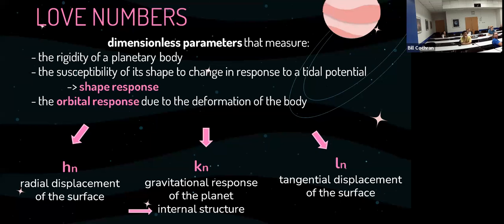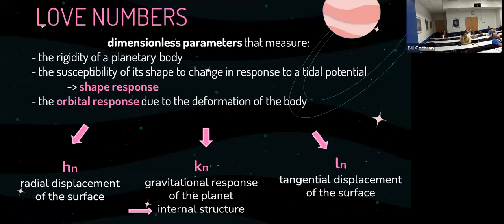And of course, when there are tidal interactions, you have a shape response, which means that the planet or the body is not spherical anymore, but it will be elongated towards both sides, towards the radius vector where the potential is acting. So we can measure that, but we can also measure the orbital response. Whenever you have a non-spherical body, of course, it will orbit in a different way around the star compared to a spherical body.